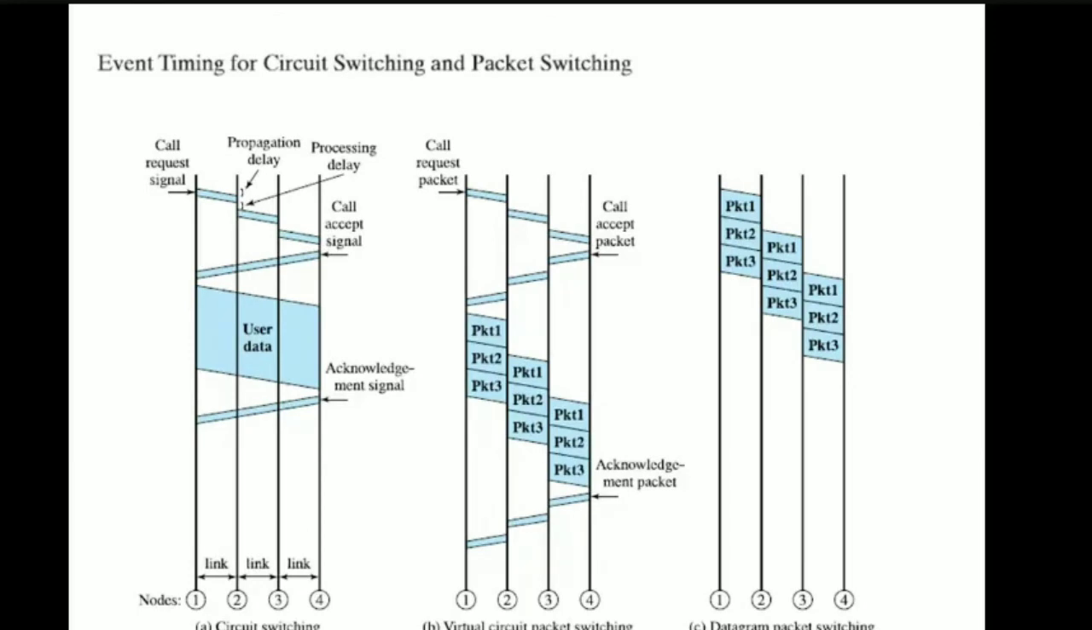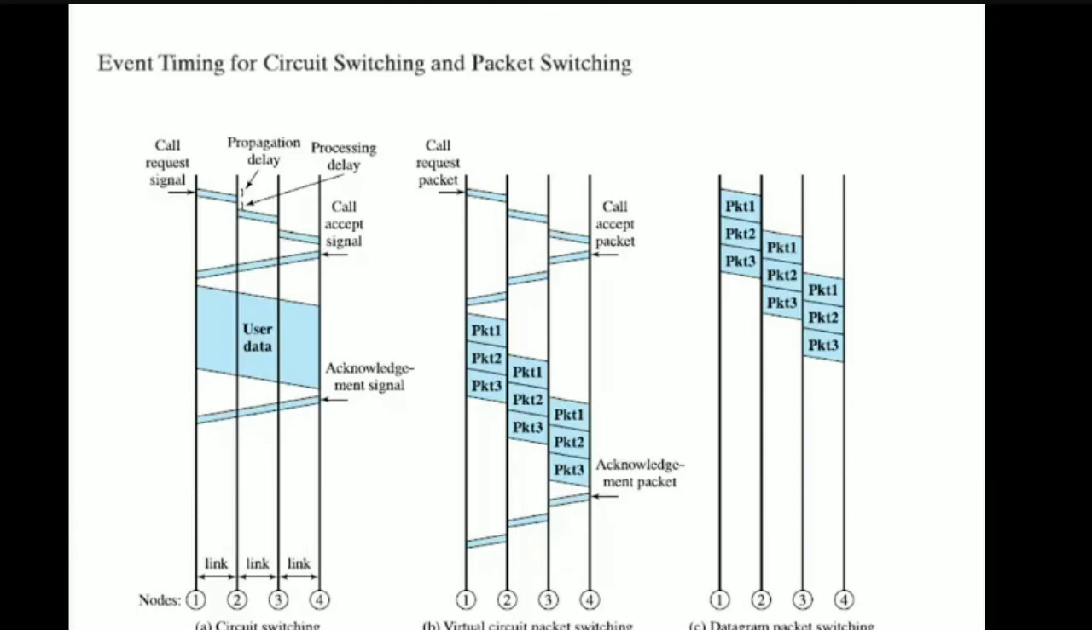See, there is no call request packet, no call accept packet, no acknowledgement, nothing. You simply send the data if you want to send data. If you don't want to send the data, don't send it. But the only drawback is that in a datagram network we do not have any acknowledgements, so we cannot guarantee that the packet has been received by the destination or not.